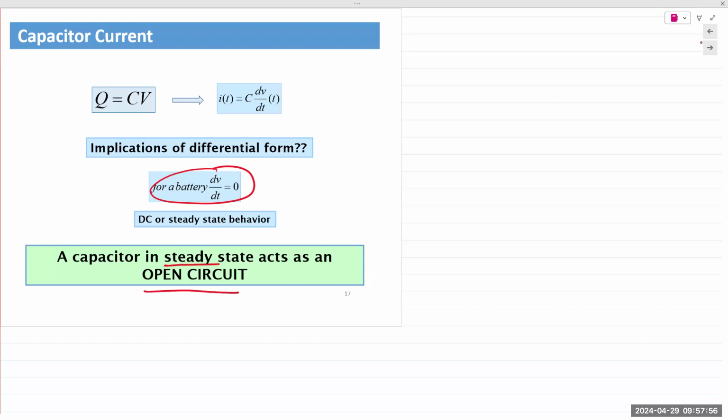So steady state is when you apply DC and it reaches full charge. That's DC or steady state behavior. And then similar to the inductor, if you apply AC, there is constant change in values.